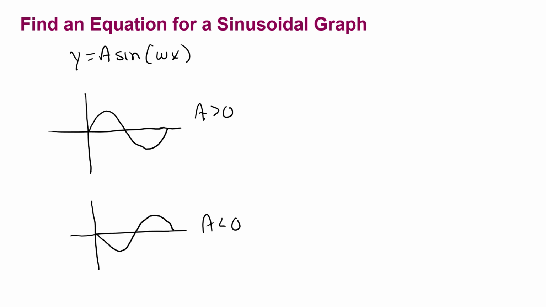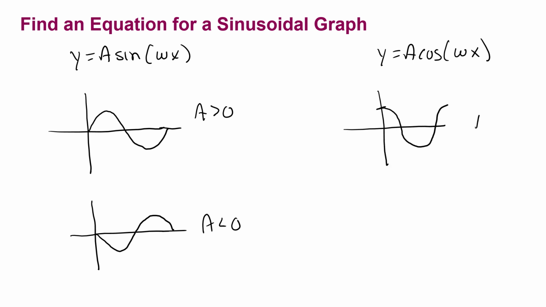Now, if the graph does not cross through the origin, but it instead has a y-intercept at the point (0, a), then I like to choose the cosine function y equals a times cosine of the quantity omega x. If the graph crosses through the positive y-axis, then the value of a will be positive. If we reflect the graph over the x-axis, then it crosses through the negative y-axis, which corresponds to the value of a being negative.